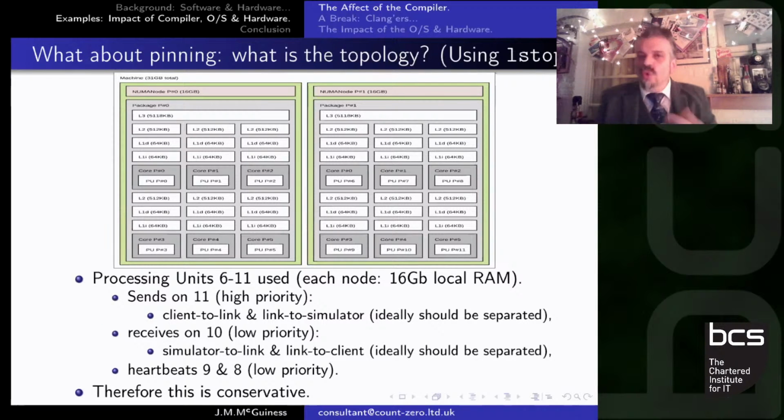Okay, I was talking about pinning and about my processors and so forth. So here they are, lstopo. And we can see on the left, we've got 2 processors and we've got 6 cores each. And what I did is I used the right-hand processor, node 1, and units 6 to 11. And I pinned each thread to a certain core, and I also set the priorities for them and so forth.